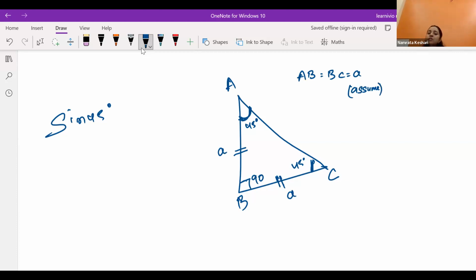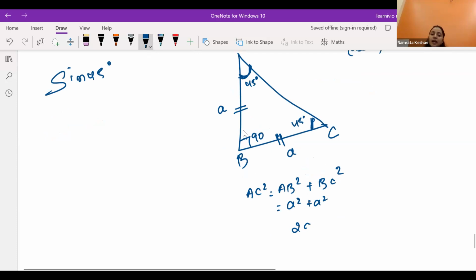Now, by using Pythagoras theorem, we are trying to find AC. So AC square is equals to AB square plus BC square. That means A square plus A square. That means 2A square. That means AC is nothing but root 2 and only A. Right? Right, Maha?